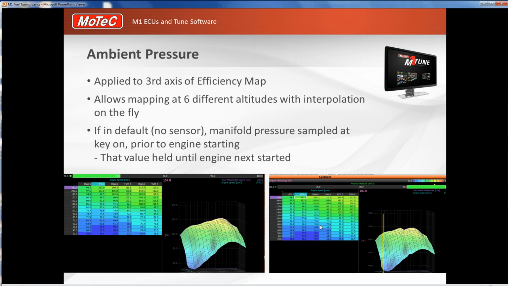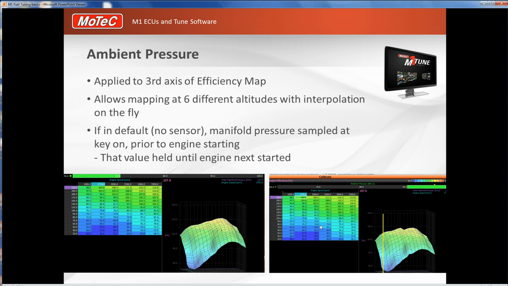It then directly interpolates between each of those ambient pressures as the vehicle, which may be a Pikes Peak hill climb car, traverses from the bottom to the top. Alright, so that's something that we've added to get that mapping as accurate as we can for those particular types of vehicles.